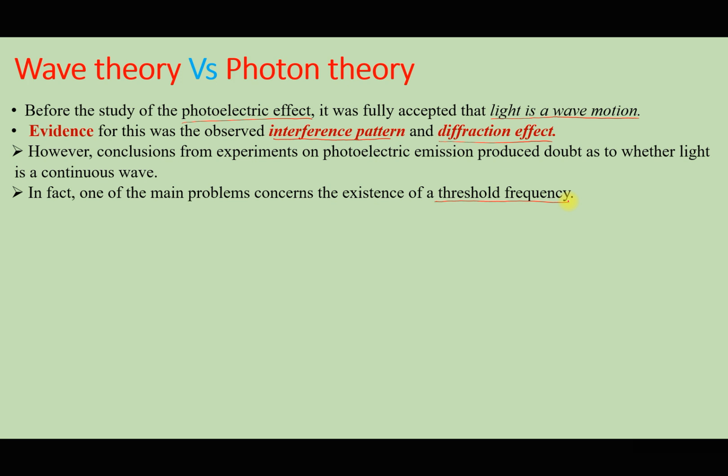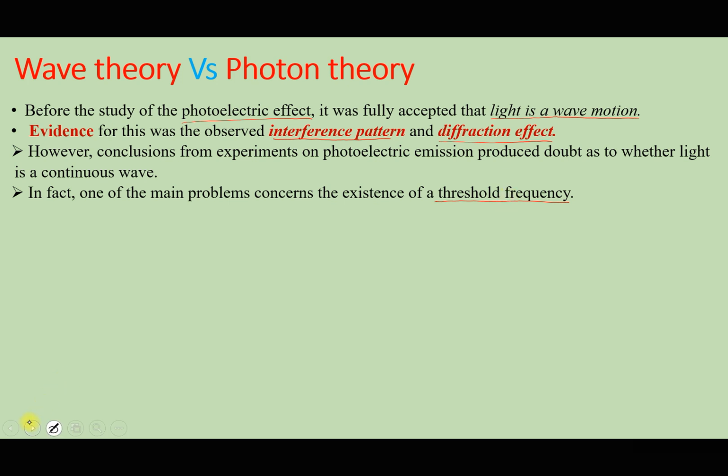If light is a continuous wave, why is it that when we shine light for a long period of time, or even if we increase the intensity of light falling on a metal surface, such as zinc, if the light has a lower frequency, no photoelectric emission occurs? So the existence of the threshold frequency started bringing problems and concerns about the wave theory of light.